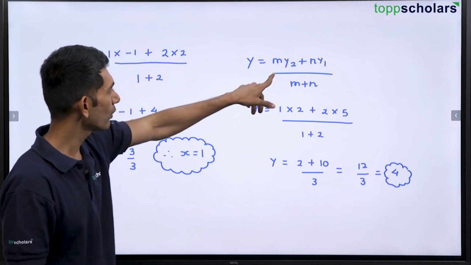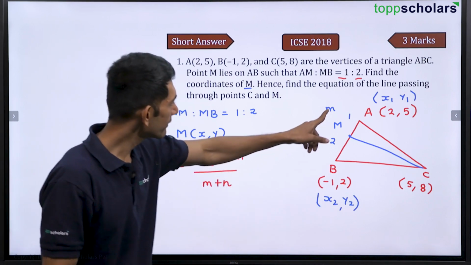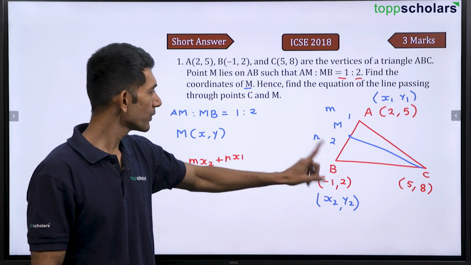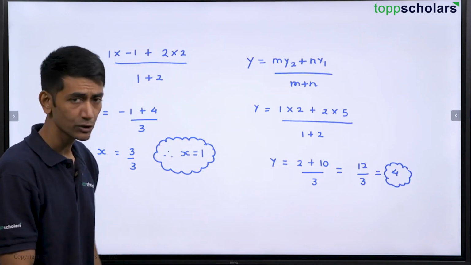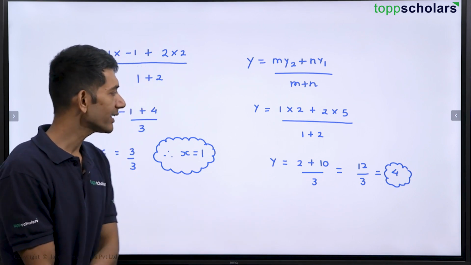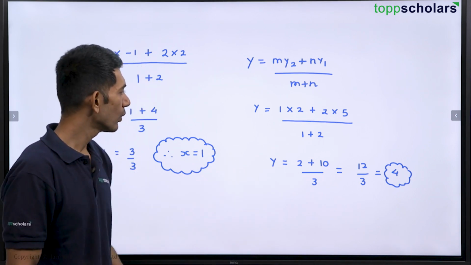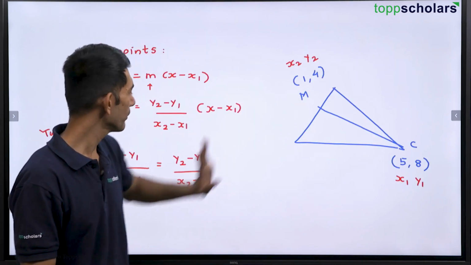Similarly, use the formula for y is equal to my2 plus ny1 by m plus n. That is 1 into 2 plus 2 into 5 by 1 plus 2, and that gives you 2 plus 10 by 3, and then that gives you 12 by 3, which is 4. You got 1 and 4. 1 and 4 are nothing but the coordinates of point M. Write down the coordinates of point M over here.